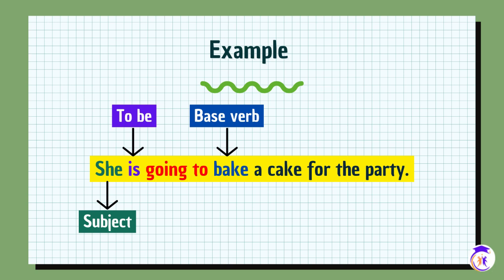For example, she is going to bake a cake for the party. In this sentence, we have the subject, she. Since the subject is a third-person singular, we use is. Then going to signal the future. After going to, we use the base form of the main verb, bake. This sentence expresses that she has already decided or planned to bake a cake.